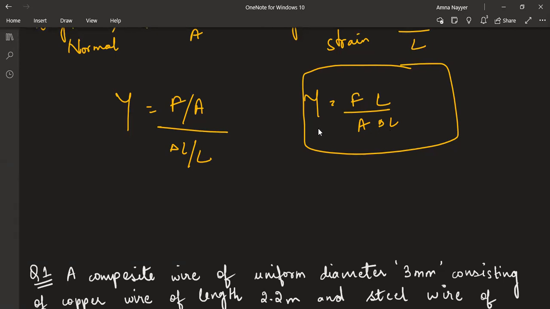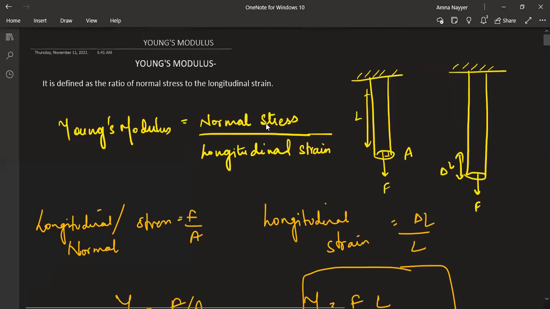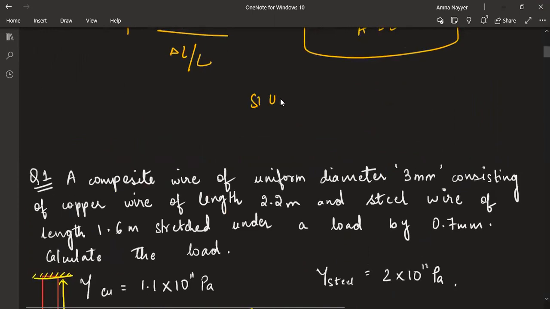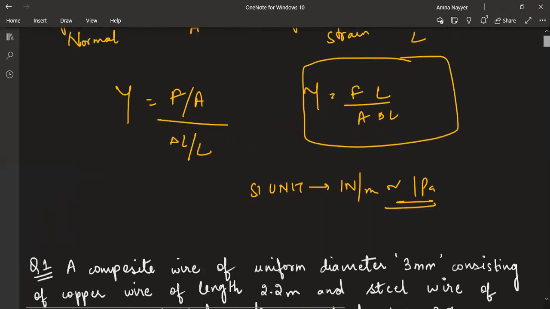And the SI unit, see class: stress has SI unit Pascal, and strain has no SI unit. So if you take the ratio, you will still get Pascals only. So the SI unit will be 1 Newton per meter squared, or you can say 1 Pascal also. Both are correct. Note it down, then we'll see some numericals based on this. Note it down first.